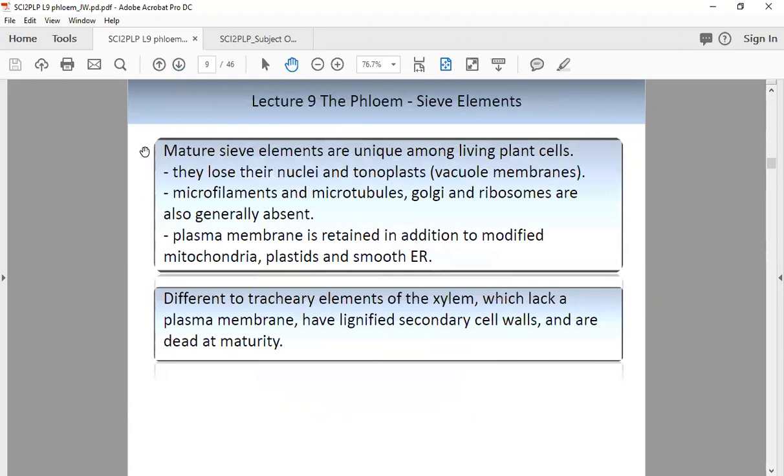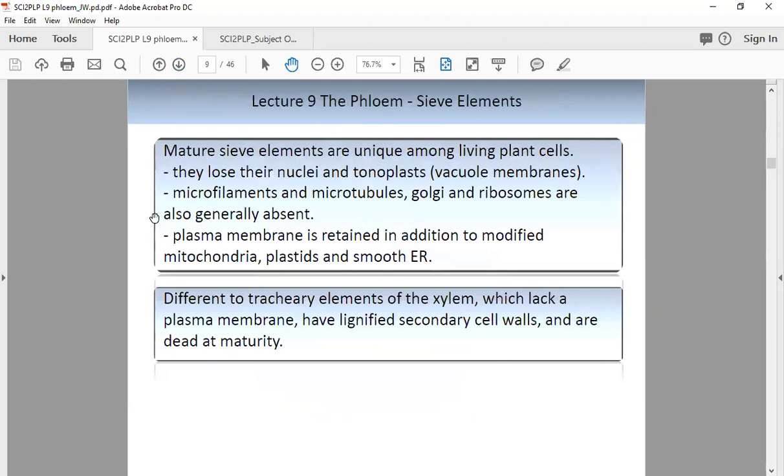All right, so let's look at sieve tube elements, or simply sieve elements. Mature sieve elements are quite unique among living plant cells in that they have only the most basic components within the cell. They're so highly specialised. As they're actually developing and differentiating into sieve elements, they lose their nuclei, they lose their tonoplasts, that is their vacuolar membranes. They lose many components of the cytoskeleton, that is microfilaments and microtubules, and Golgi and ribosomes also.